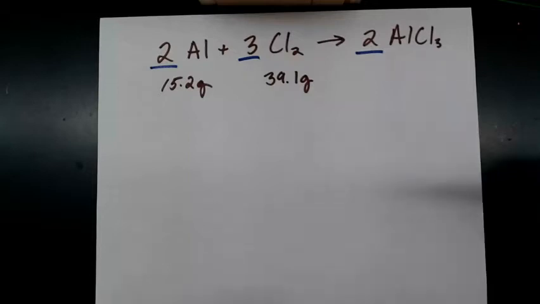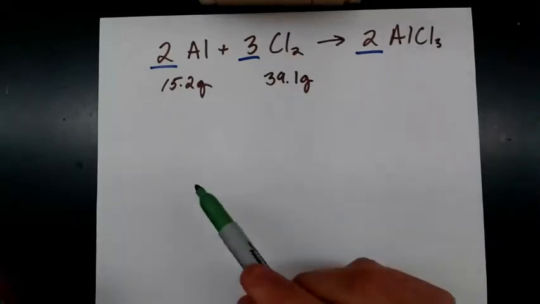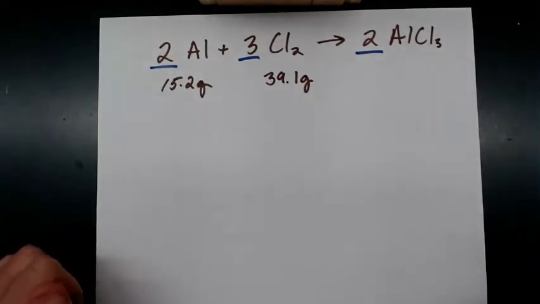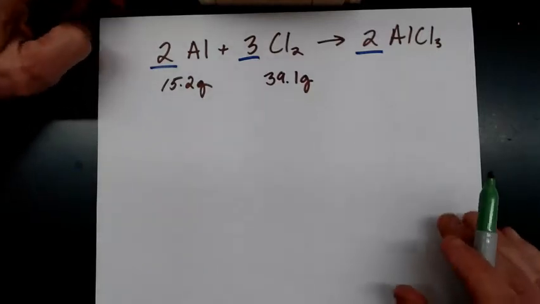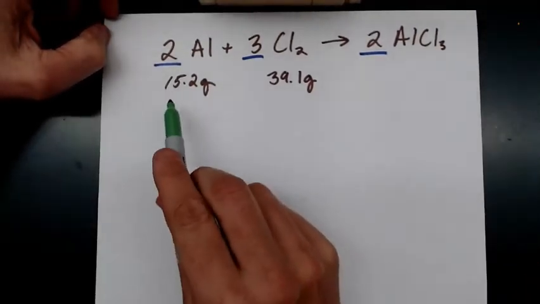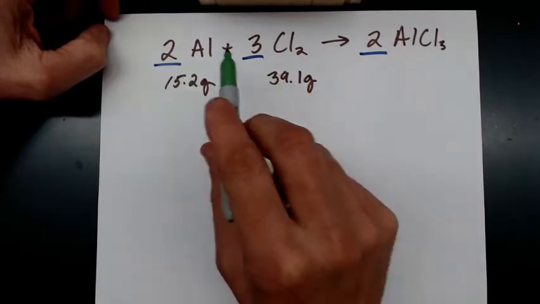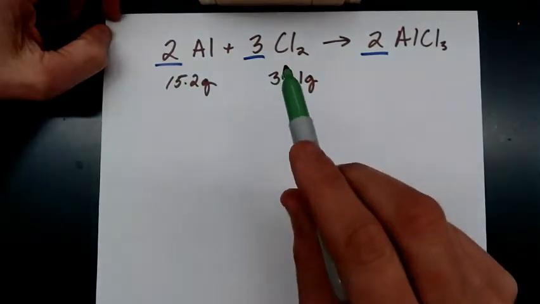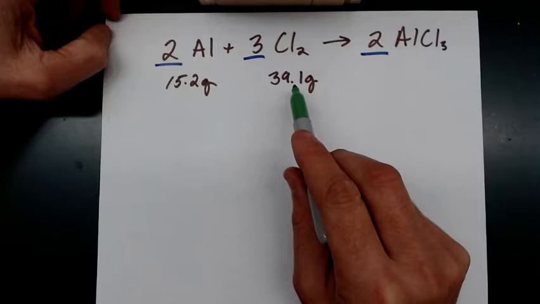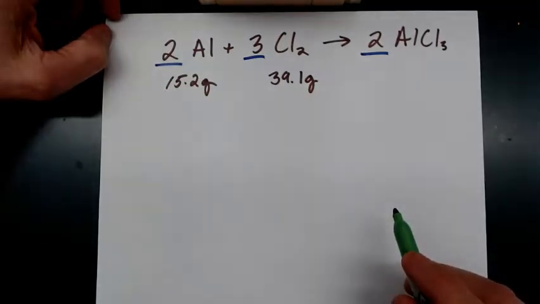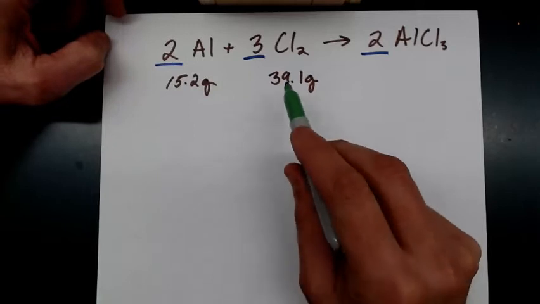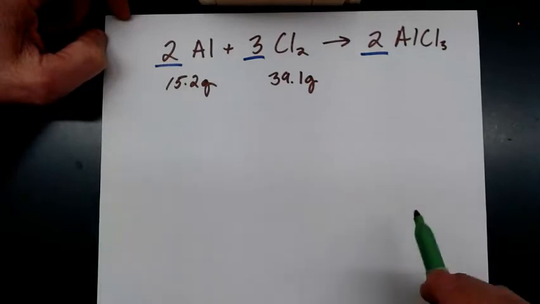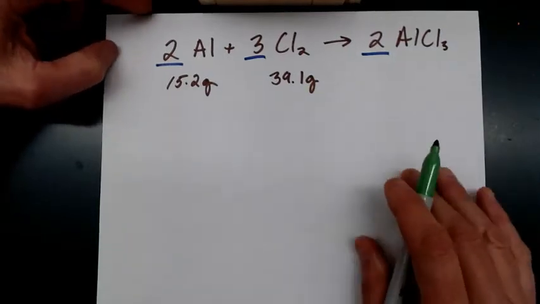They're giving you the grams of aluminum and the grams of chlorine. So the question is, how are we going to solve this? And you can solve it in 2 different ways. The first way is I'm going to use all of my 15.2 grams of aluminum and see, based on molar masses and the 2-to-3 mole ratio, is 39.1 grams going to be enough to use all of my 15.2 grams of aluminum? And then I'm going to do the same thing, but try to use all of my chlorine, 39.1 grams of it, to see if 15.2 grams is enough. So this is how I'm going to go about it.